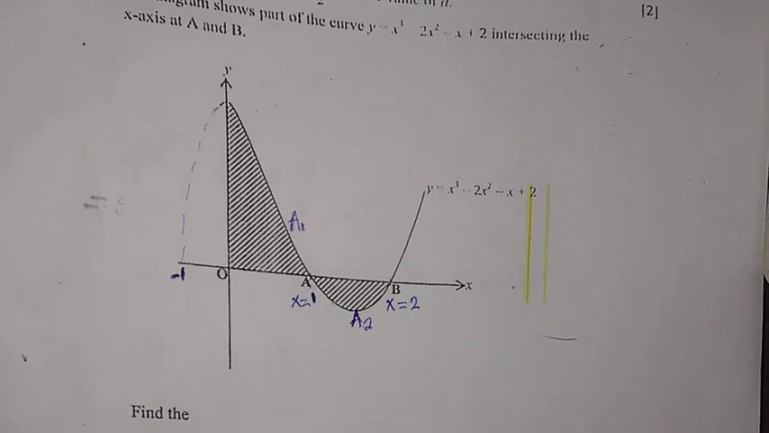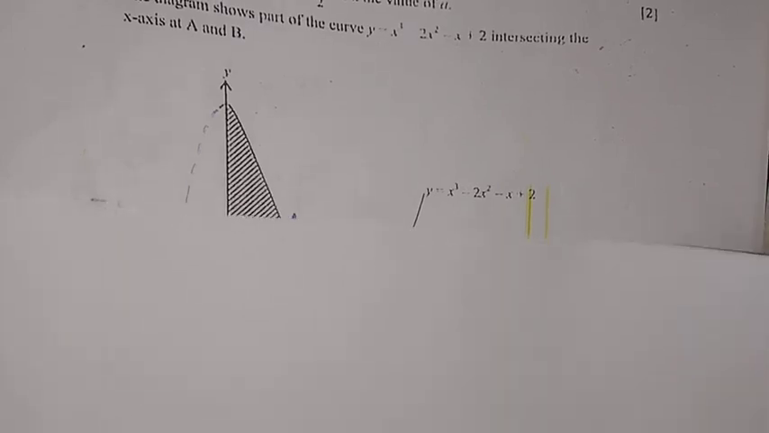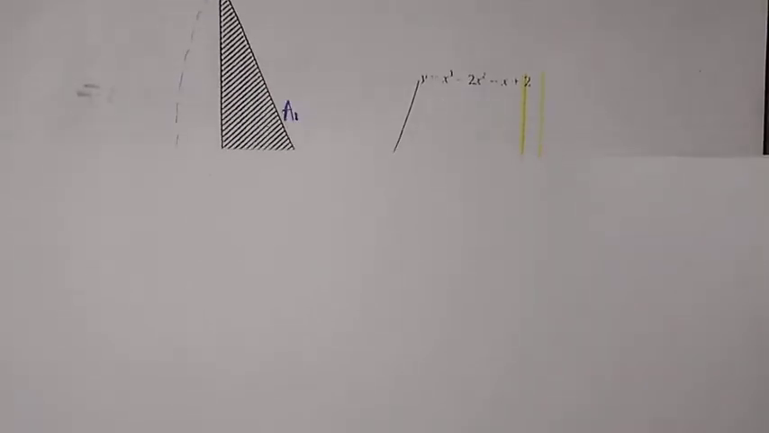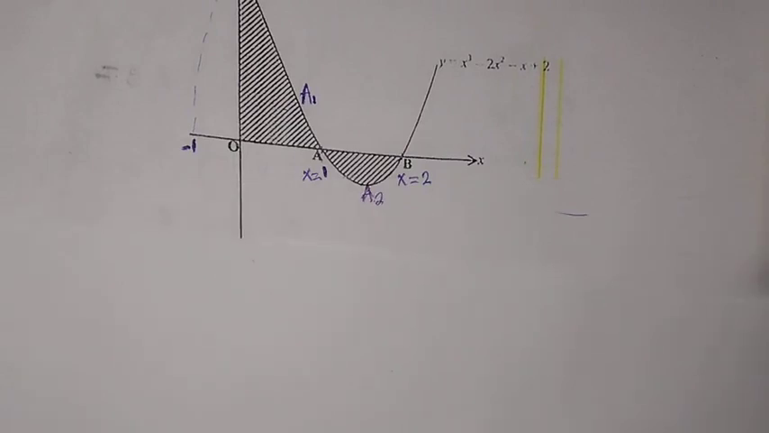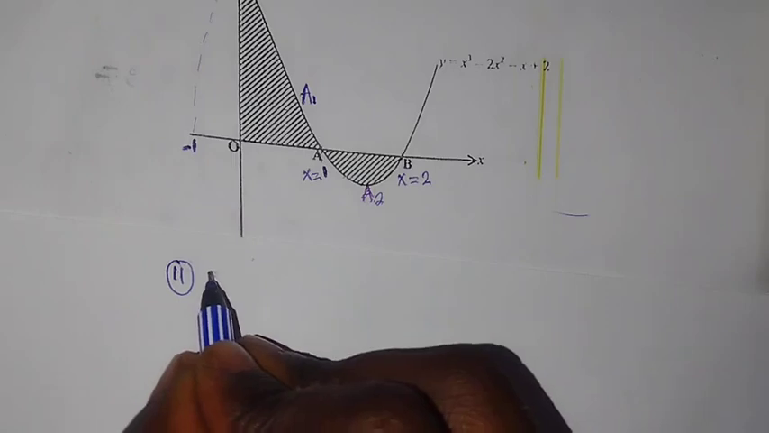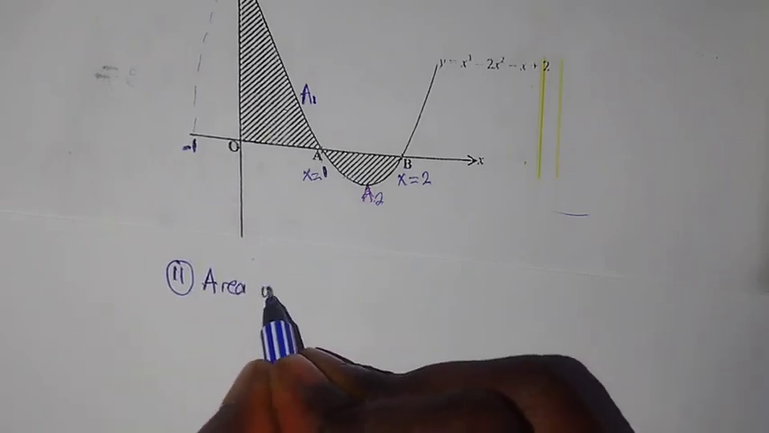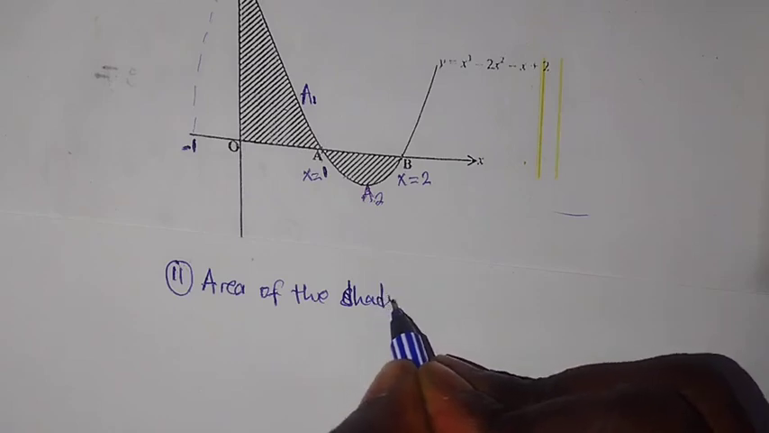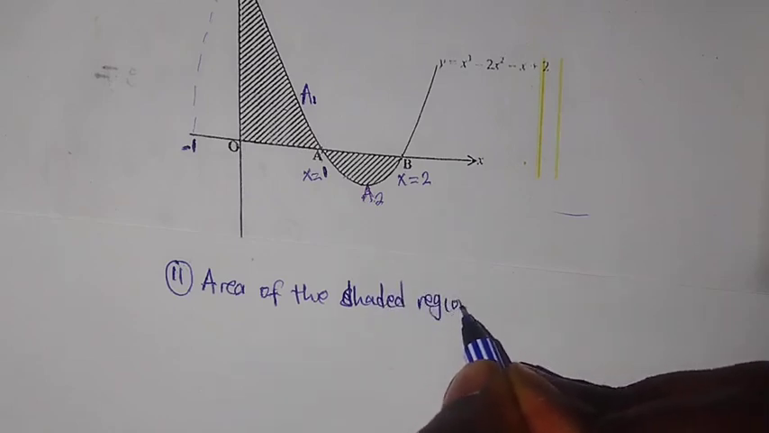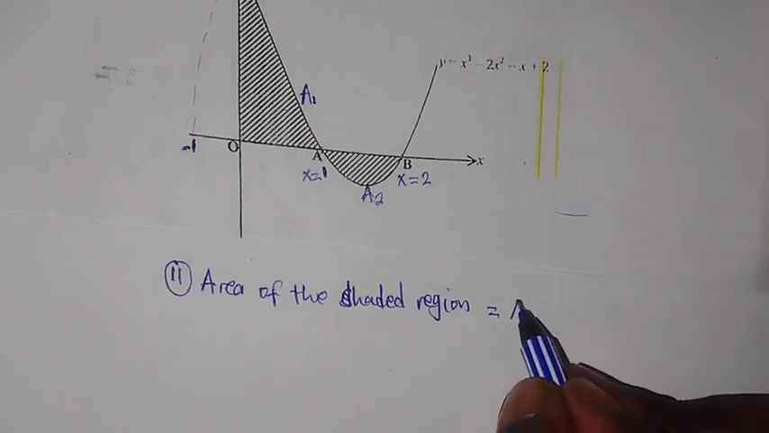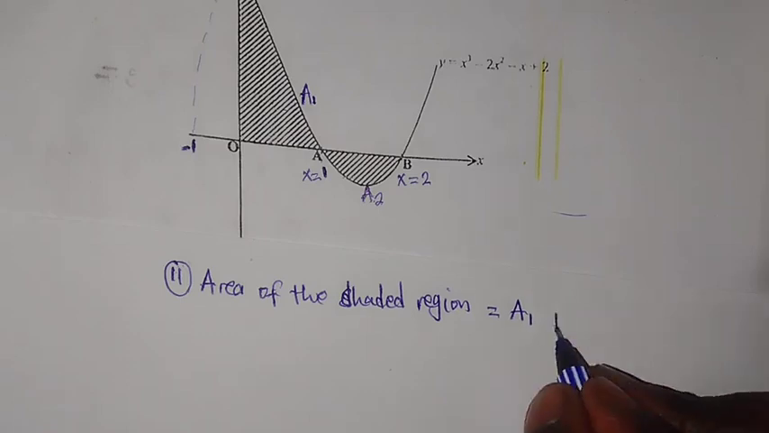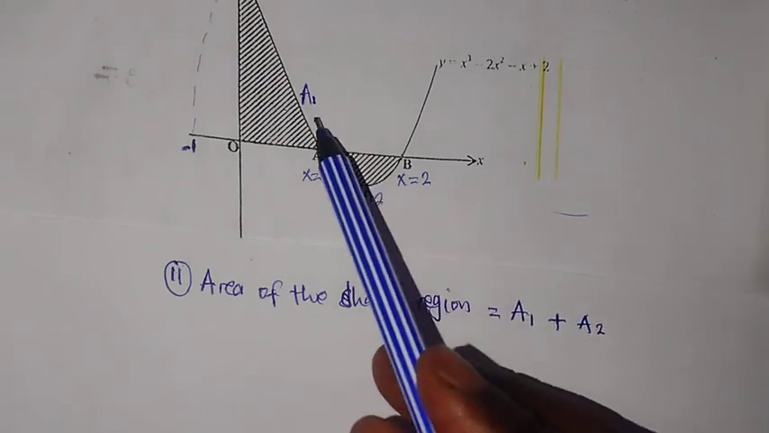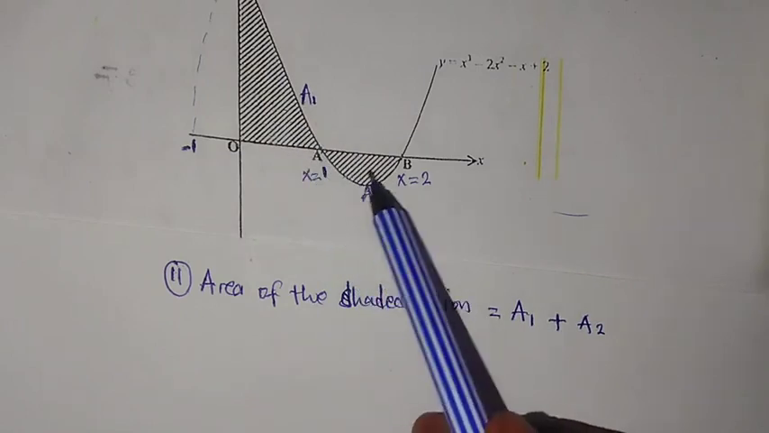Then we are going to have the total area of this shaded region. So what are we going to do here? Remember, we are saying area of the shaded region. To find the area of the shaded region, area of the shaded region is equal to area 1 plus area 2. Once we find area 1, then we add it to area 2.